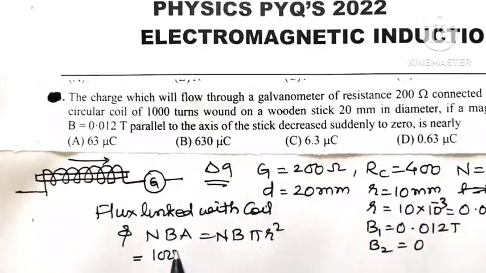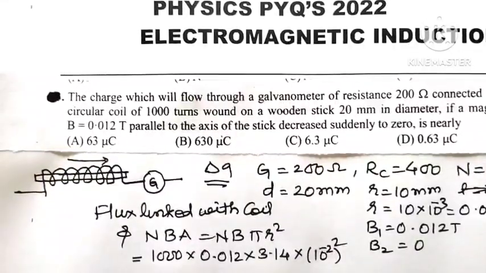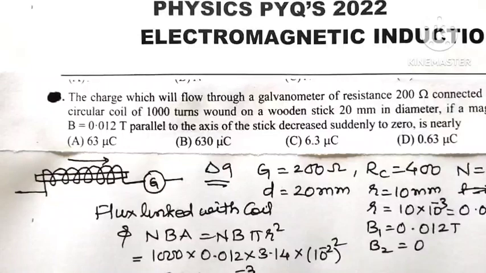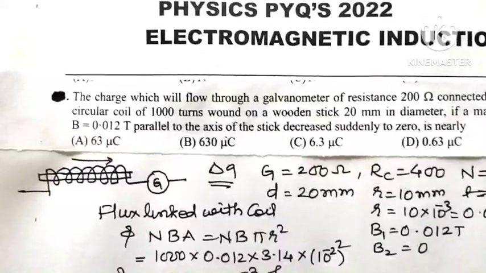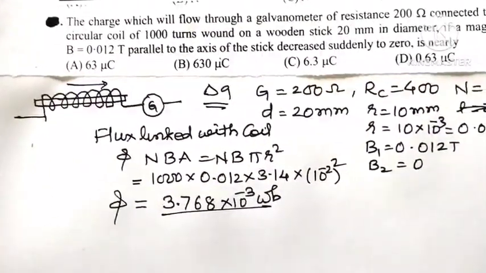It is equal to 1000 into magnetic field 0.012 into pi 3.14 into r square, 10 raised to minus 2 and its square. If you calculate this magnetic flux, it comes to be 3.768 into 10 to the power minus 3, and the unit of flux is Weber. So, the magnetic flux linked with the coil is 3.768 into 10 to the power minus 3 Weber.